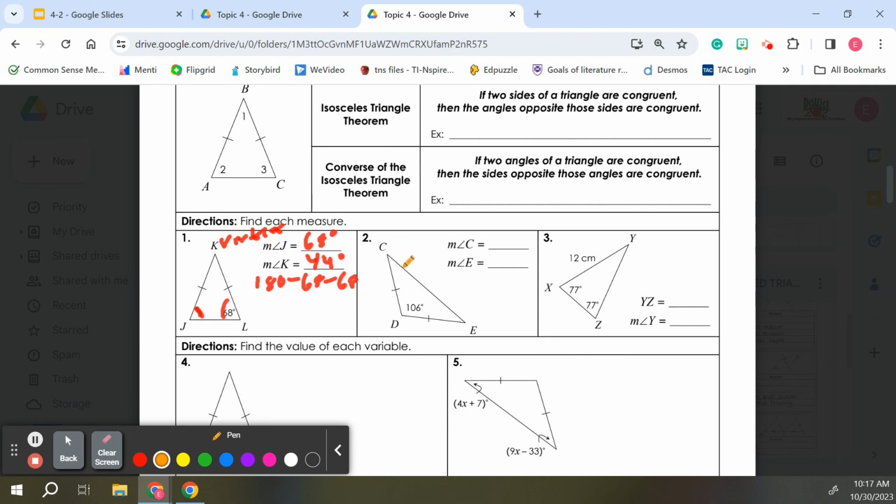For letter C, they're giving us this vertex angle. So D is the vertex angle, which means angle C and angle E will be congruent to each other. So whatever we get for C, we get for E as well. So I'm going to take 180 and minus 106 from that. What does that give me?